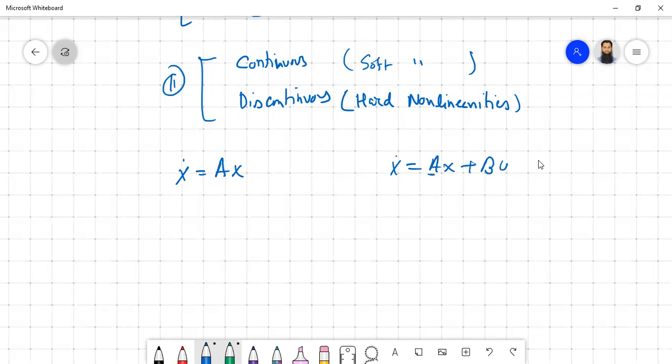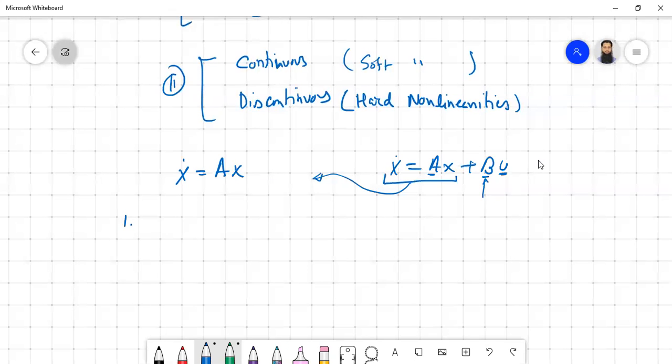So this is your system matrix, this is your input matrix, and this is your input. If you are just talking about only the system, not the input, then this is what we have. Now x is the state and a is your system matrix. And a linear time invariant system has the following properties. Number one, a linear system has a unique equilibrium point if a is not singular. So it has a unique equilibrium point.